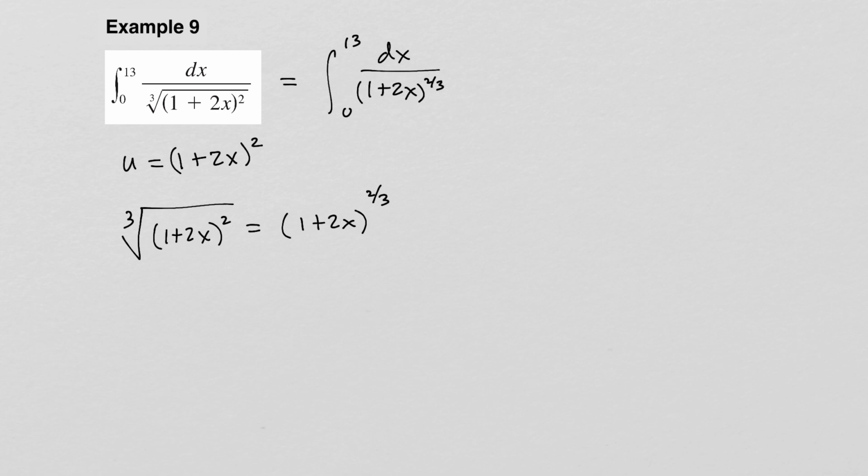So let me rewrite it like this. Once you do that, it becomes a little bit more apparent that you don't actually want to let u equal 1 plus 2x squared. You just want to let it be equal to 1 plus 2x.